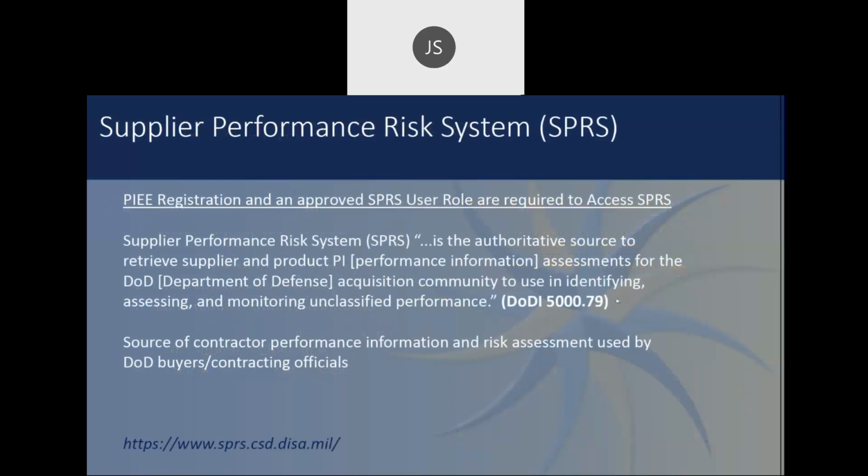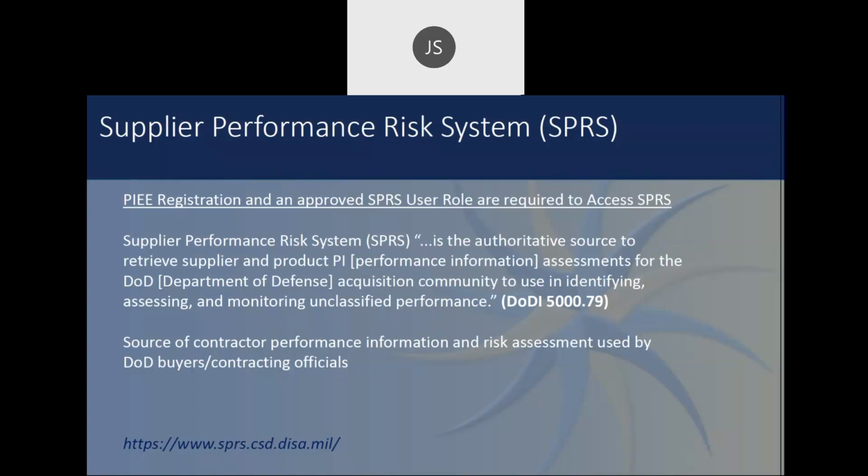So finally, we are finally at SPRS right here. What does SPRS do? Well, this is right out of the DODI 5000.79: it is the authoritative source for supplier and product performance information. The DOD gathers a lot of information about its suppliers and the material that it gets and the services it gets from the suppliers as well. So we take that, we score people's ability to deliver on time. We also score the quality of the material that they provide us based on inspections, basically, and user experience in the field and other type things.